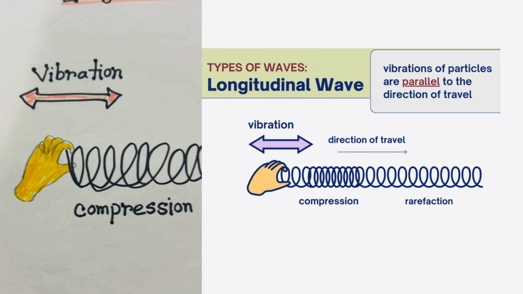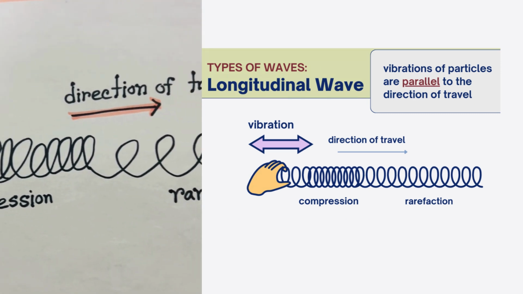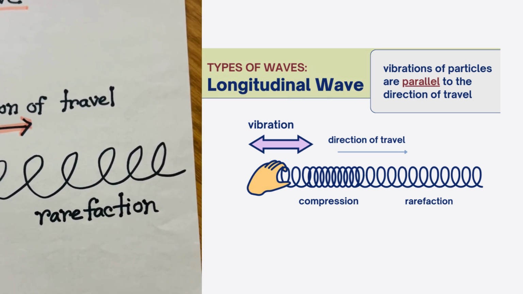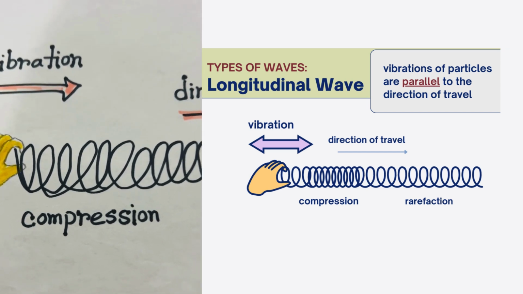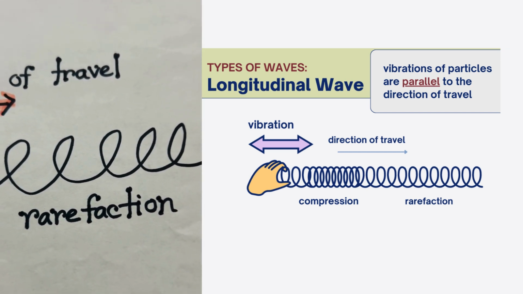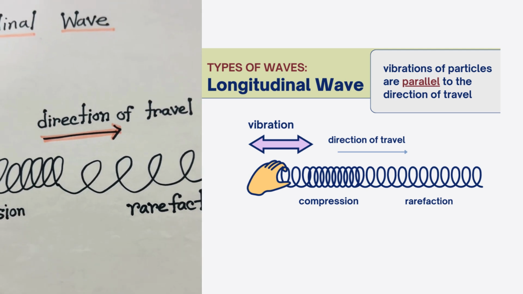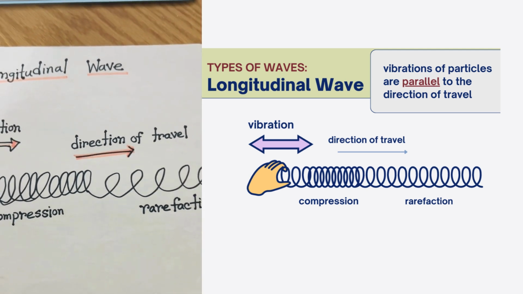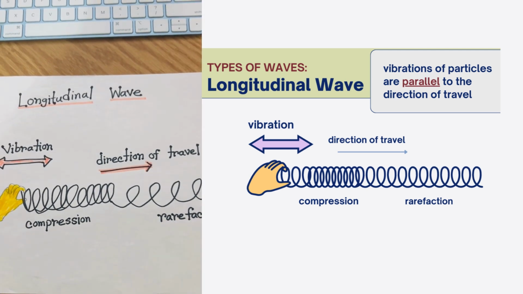Types of waves. Longitudinal wave: the vibration of particles is parallel to the direction of travel. So this is the compression, and here is a rarefaction. If you see here, this is the difference in the direction of travel. Longitudinal.